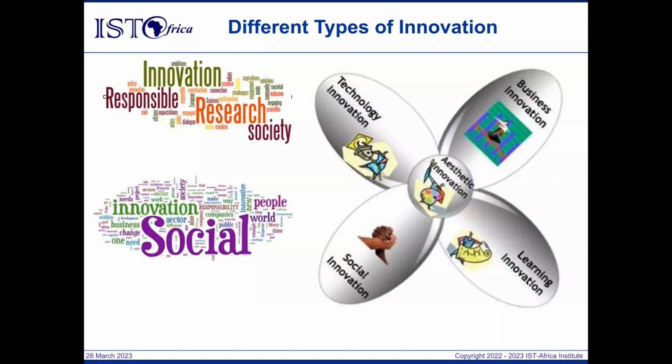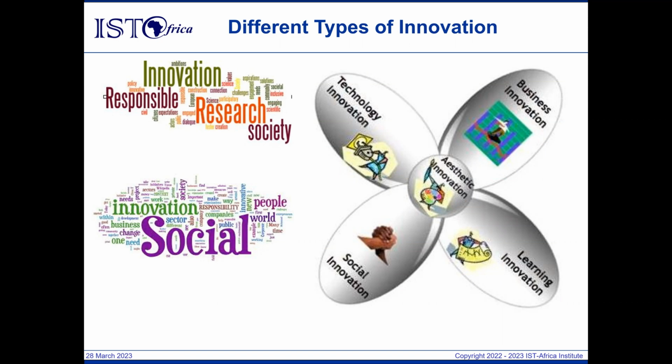There are different types of innovation as outlined in the propeller: technology innovation, business innovation, learning innovation, social innovation, and aesthetic innovation. And in reality, most interventions incorporate a number of different types of innovation. So at the preparatory stage, prior to engaging with stakeholders and end users from local communities, it's necessary for the intervention team to carefully consider what types of innovation are likely to be most appropriate for the environment within which it will be applied.